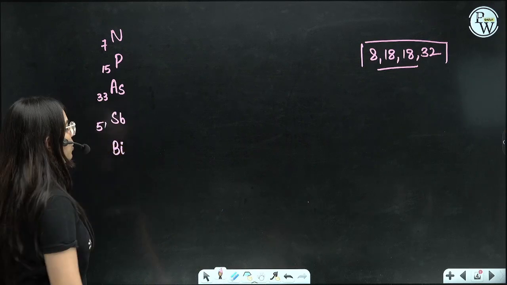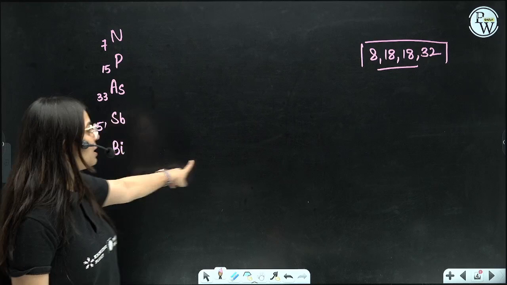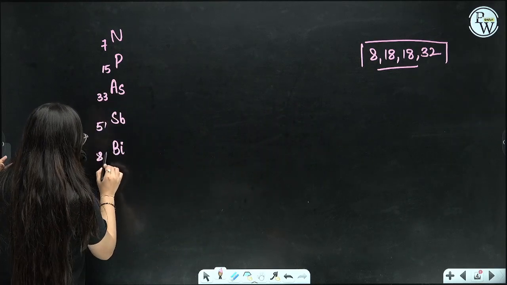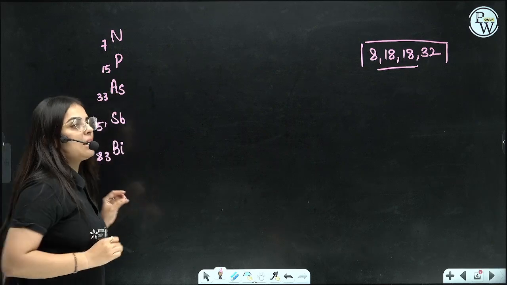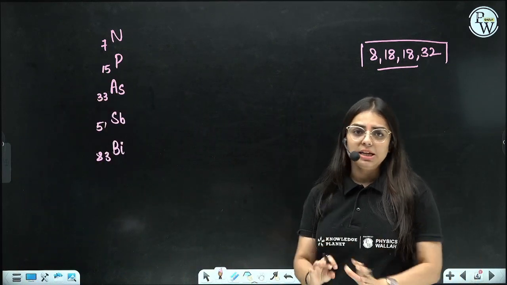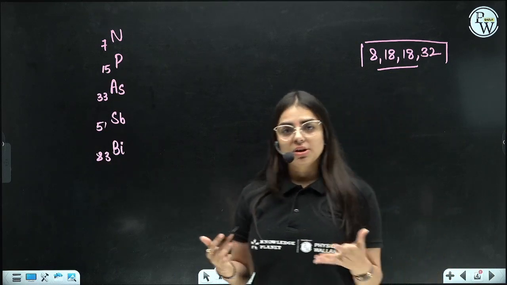Now again, after 51, I'm going to add 32 to it. I will get 83. So these are the atomic numbers of the elements of your group 15 family. Very simple part. Okay. Now let's talk about the general electronic configuration, students.